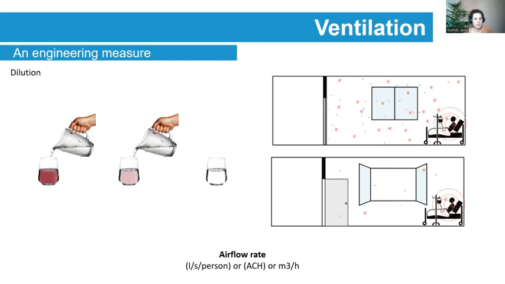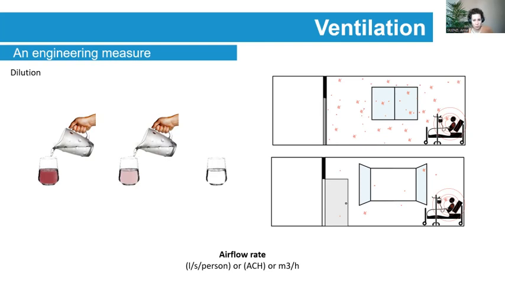What does dilution mean? Let's imagine a glass of red wine. The more fresh water we pour inside the glass, the more transparent the wine will become, because we are diluting it. The same principle could be applied to a room.